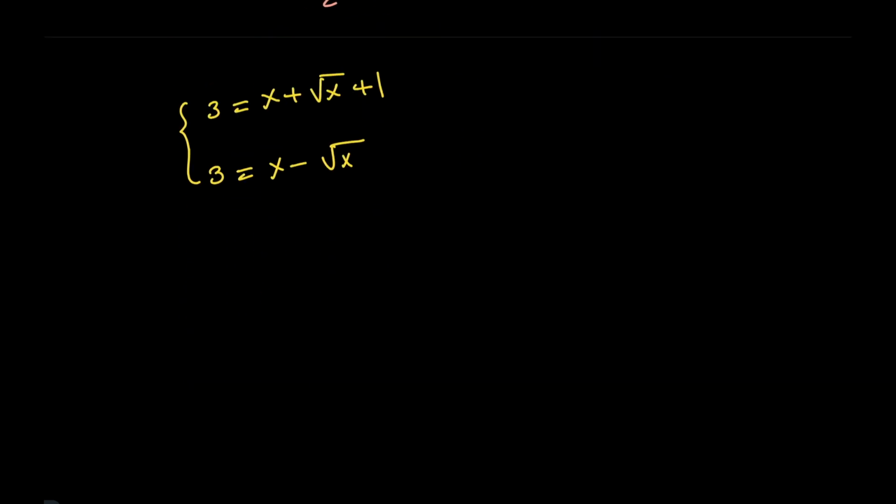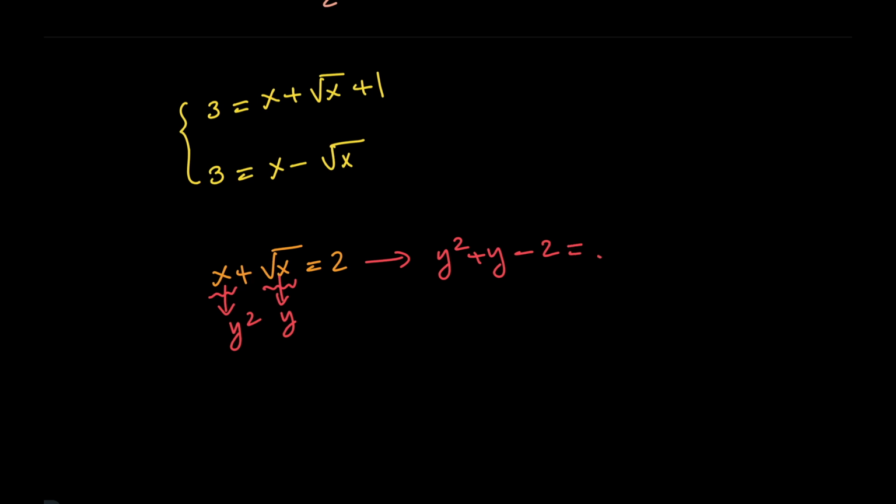So in the first one, we have x plus root x equals 2. To solve this for x, I'm going to replace root x with something like y. Therefore, x is going to be y squared, and we will have a quadratic equation. We will have y squared plus y minus 2 equals 0. And from this, we can say that y is equal to 1, or it is equal to negative 2.